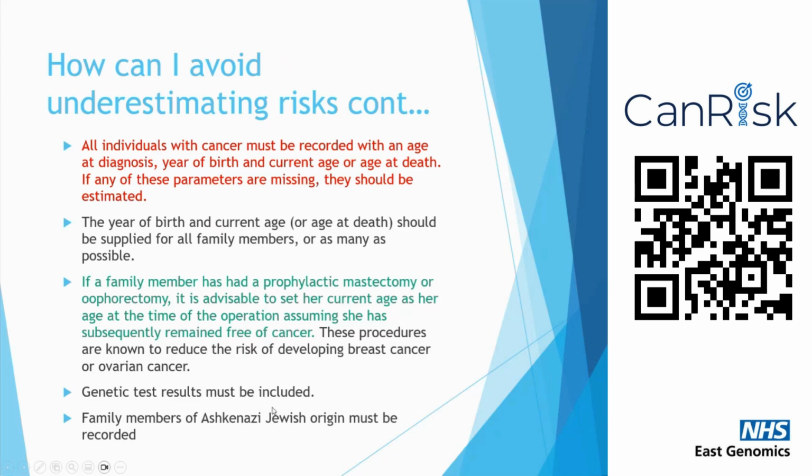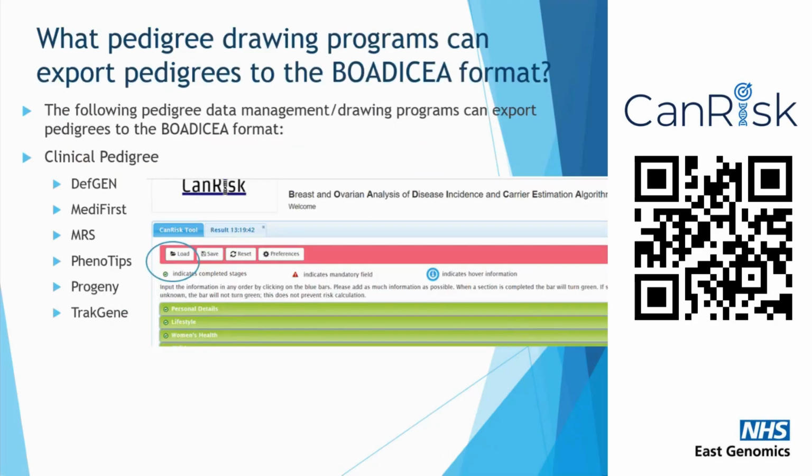Include as many genetic test results as you've got, and if a family member is of Ashkenazi Jewish origin, it must be recorded, as they have quite high rates in that population of BRCA1 and BRCA2 variants. As I say, you can load up your pedigree, your family history from other software as well. So either a previous CanRisk file or certain pedigree drawing software can also be uploaded. And I think Phenotypes is one of the ones that's typically used.